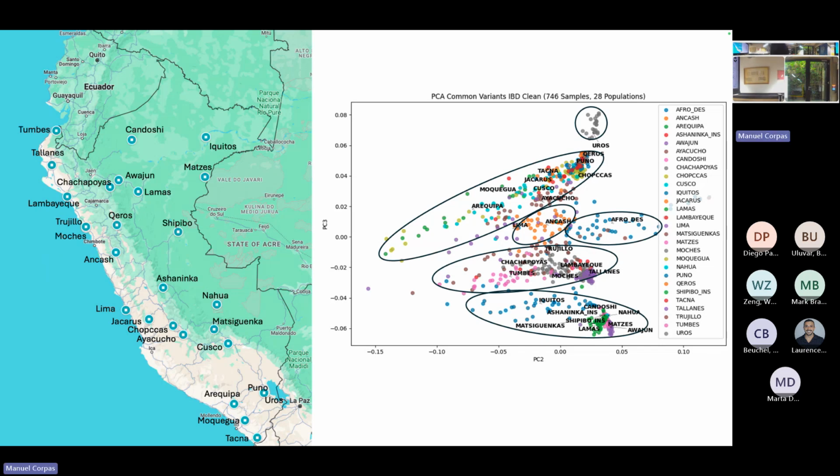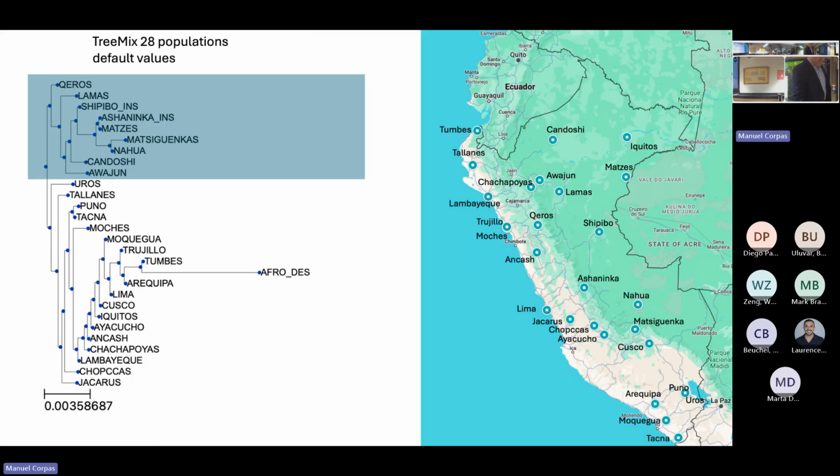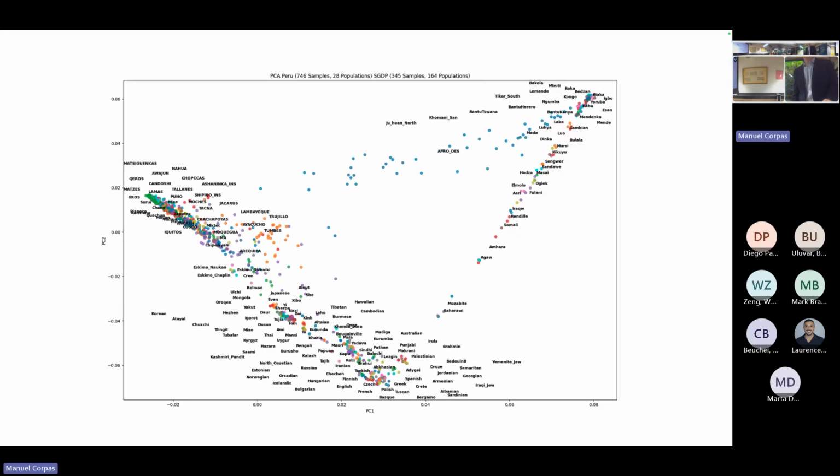Now, when we then compare them from the point of view of phylogenetics, you can see that they do have a good clustering. For instance, the ones that come from the jungle, but then not so much with the other two, the coast and the mountain.